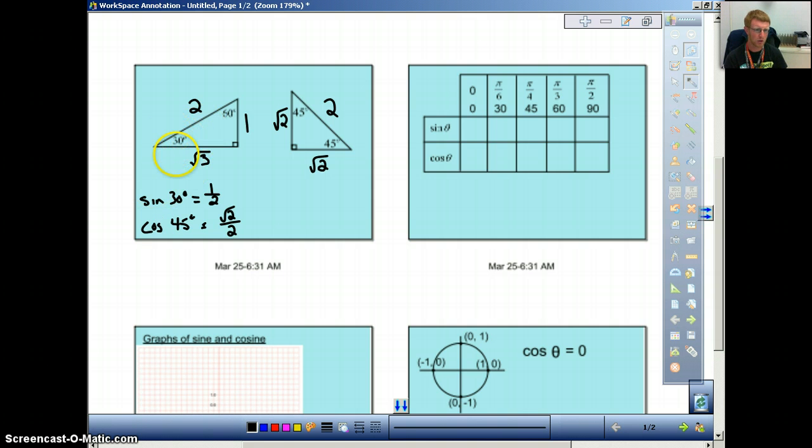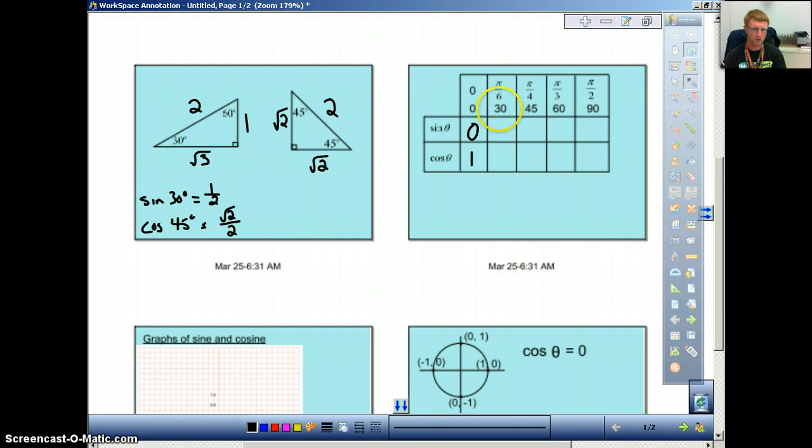Sine of 30, cosine of 30. Sine of 60, cosine of 60. Sine of 45, cosine of 45. And we should be able to do all of those. Okay? So now filling in this chart right here, we can use these triangles. So we've already talked about the sine of 0. Because sine is our y value on our circle, we know that sine of 0 is 0. Cosine is our x value, so we know that cosine of 0 is 1.